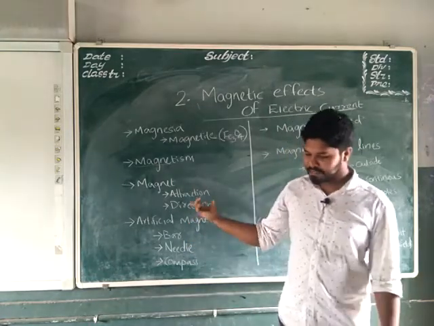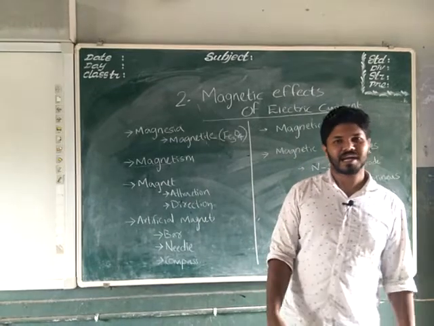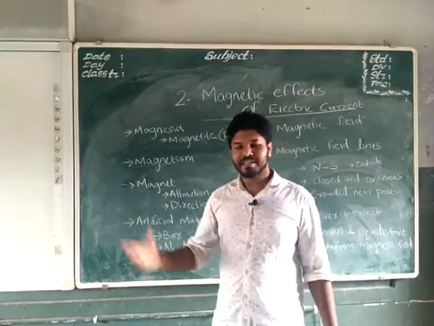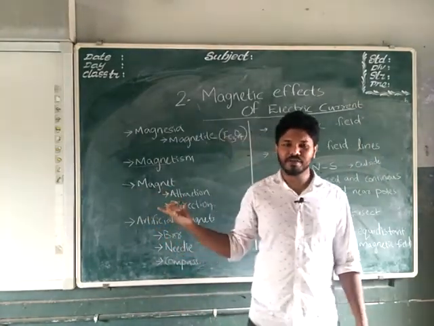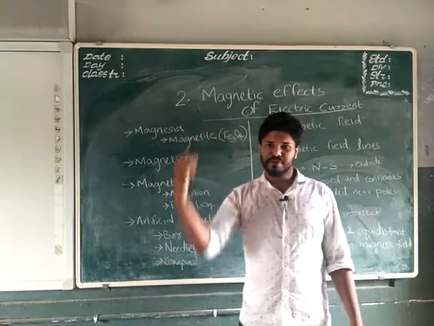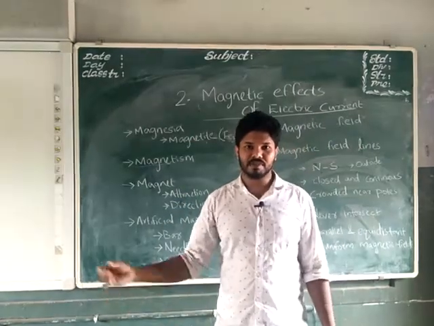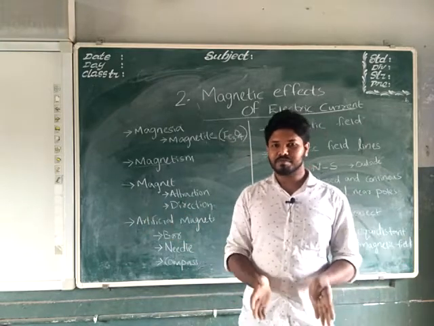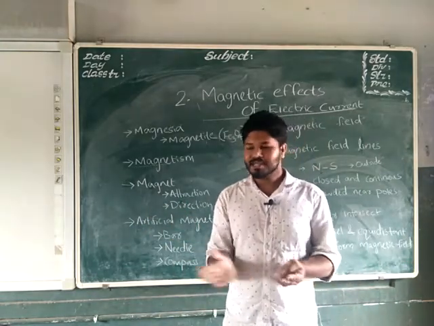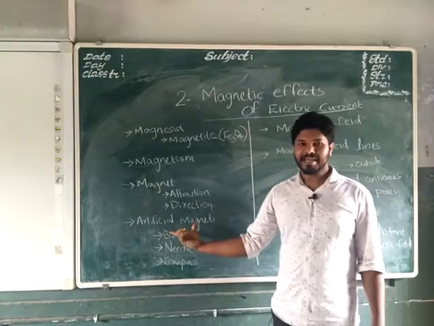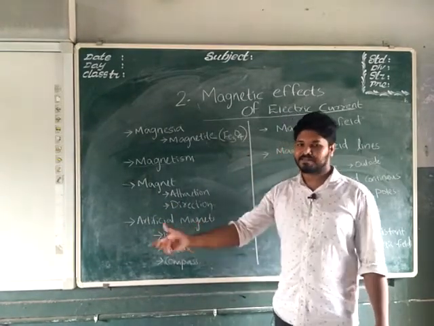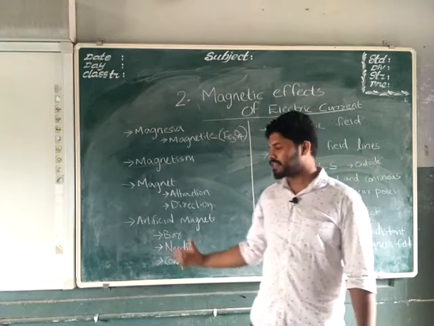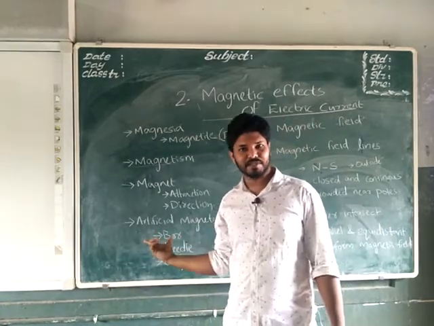And some of the magnets we make according to our wish. The natural magnets will be of irregular shape. Maybe some of them will be very weak, some of them will be strong. So they will be randomly arranged. We can't model them. So in order to have a magnet of our specification, we create magnets by artificial methods. That is called an artificial magnet.